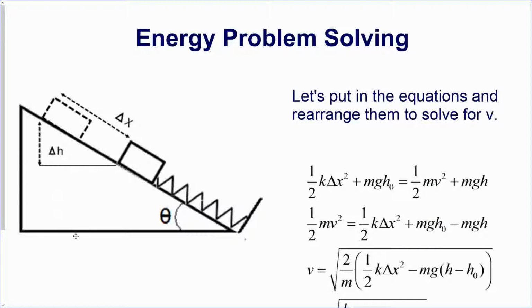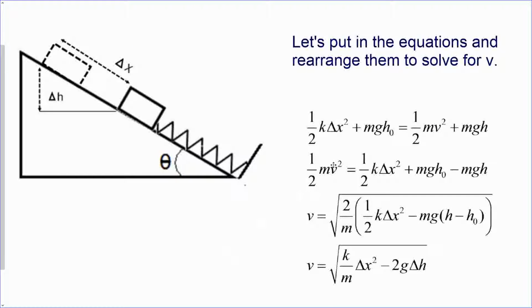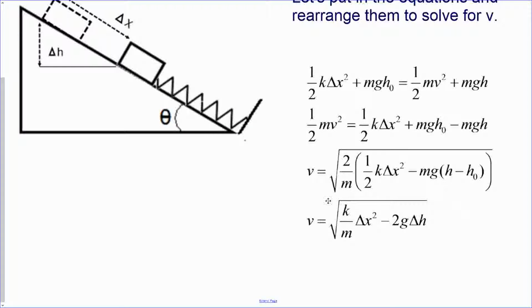Let's put in the equations and rearrange them to solve for the velocity. We have spring potential energy plus gravitational potential energy, and that's equal to kinetic energy plus gravitational potential energy. Solving for the velocity, we end up with the square root of k over m x squared minus 2g delta h. Here, remember, delta x and delta h are two different things.